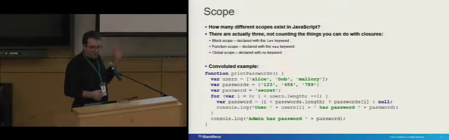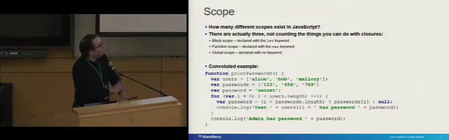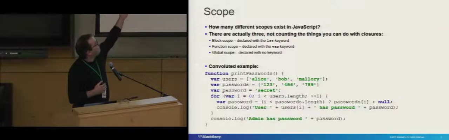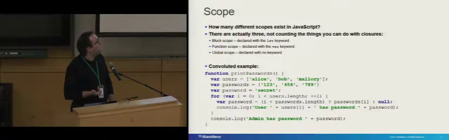If you run code very similar to this in C or Java, you would expect that the final line at the bottom, console.log, admin has password, would print out with the password secret because you've got a shadowed variable there. In JavaScript, this is not the case because they're both at function scope. Both instances of var password are pointing to the exact same spot on the stack. And so your final line is actually going to print out admin has password 789.